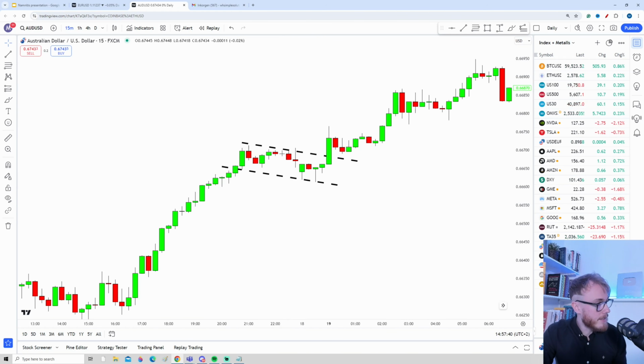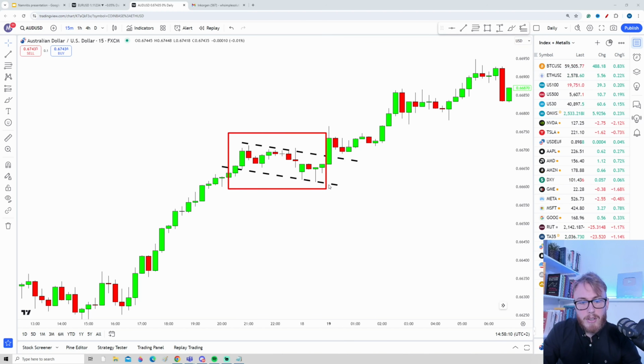But now let's analyze this chart right here. The first thing we can notice about this pullback is that before the pullback appeared, we had a very strong impulsive move, we had a very strong trend leg, and that is a good sign. And then right here, we saw the actual pullback appear.